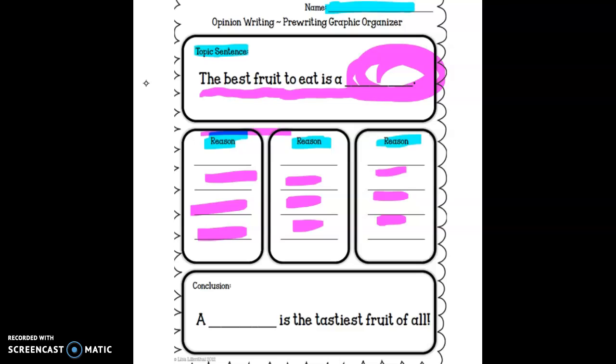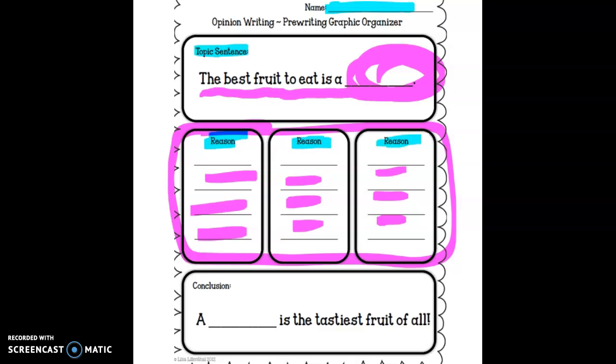Now, when you're writing your reasons, I want you to really think about it. Just saying I like it because I like it is not really a good reason. So try to dig deeper and think of why you like it. What is it that you like about that fruit? Don't just tell me you like it.